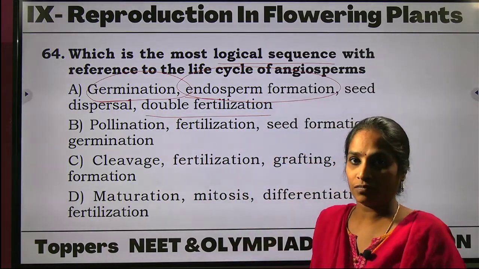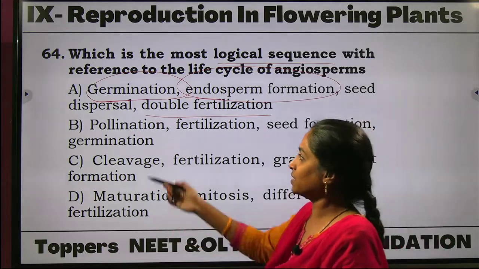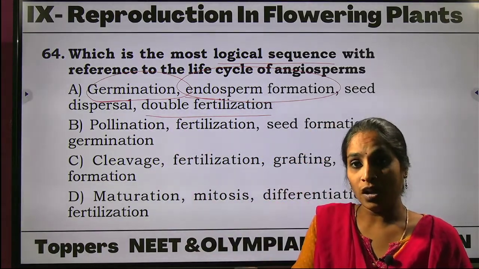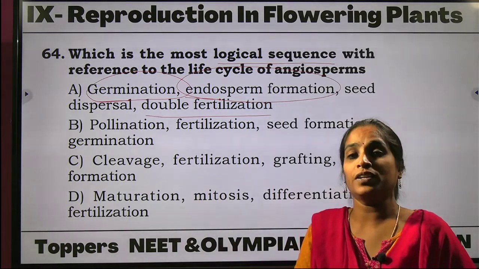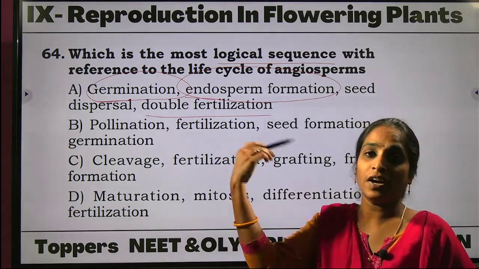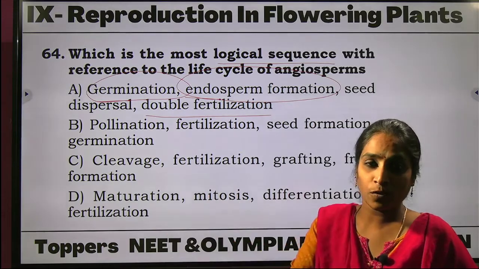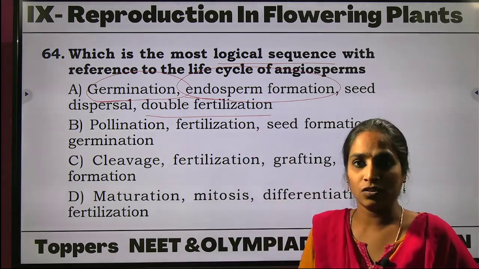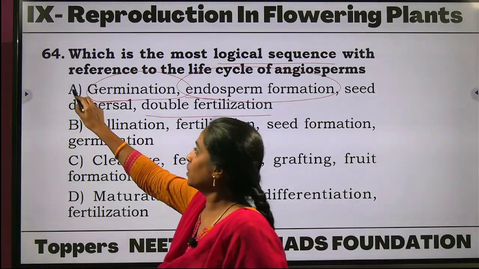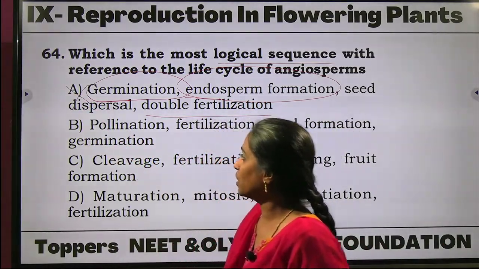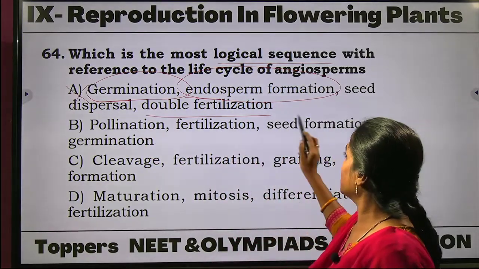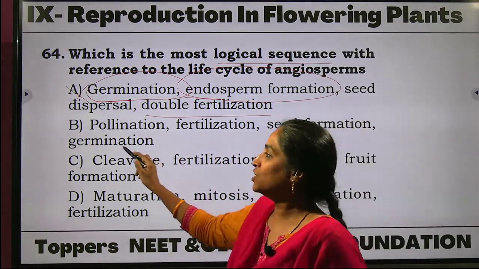When does double fertilization occur? Does it occur after seed dispersal? Seed dispersal has to occur, after that the seed has to germinate, the plant has to grow, the flower has to form. After the flower forms, pollination occurs first, then double fertilization occurs. So this option will be wrong. The sequence is wrong. And the next one is pollination, fertilization, seed formation and germination.